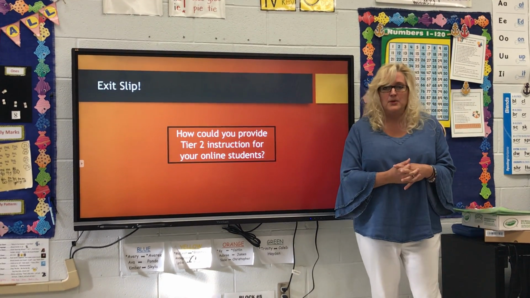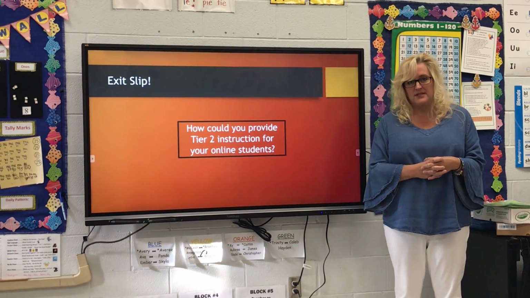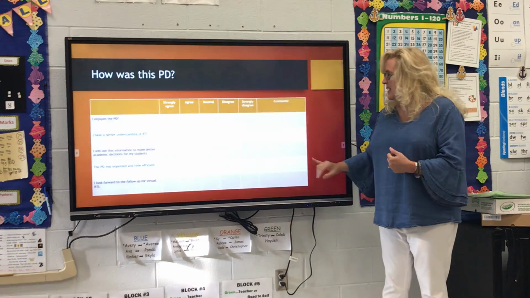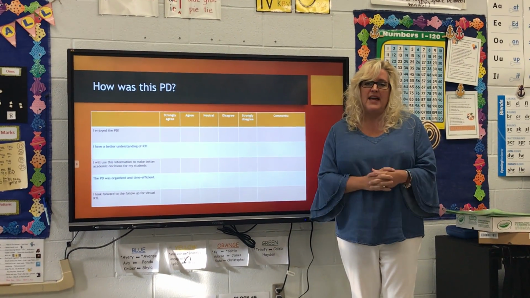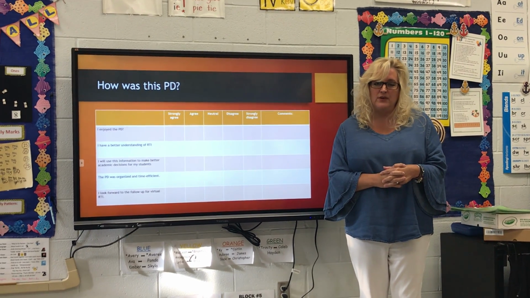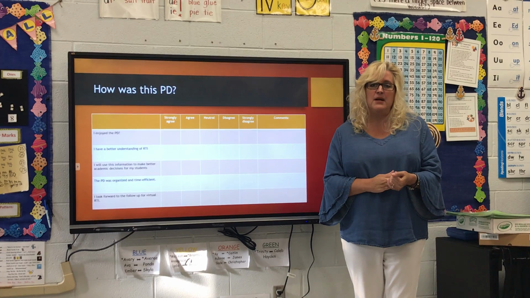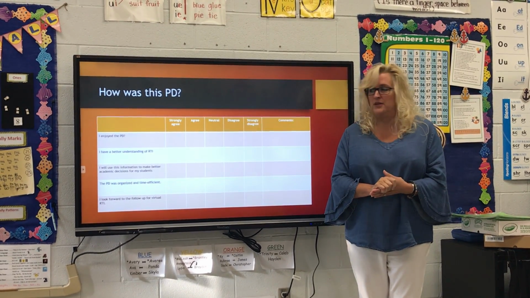Our exit slip would be, how could you provide tier 2 instruction for your online students? And I really do want them to think about this, because this would be what we're going to need to work on in our next sessions. We have weekly PLCs, and this will be a focus for us. Online learning and the technology in the classroom, and being able to implement these levels of instruction, these different tiers, will be vital this year.